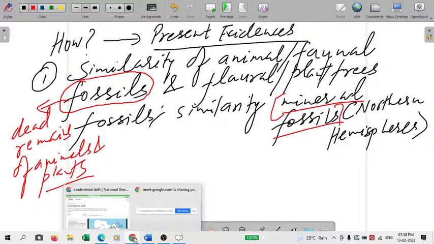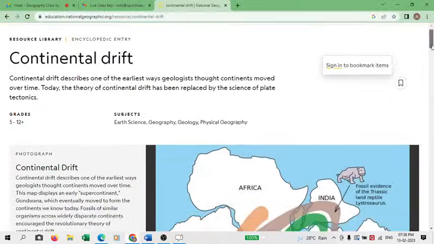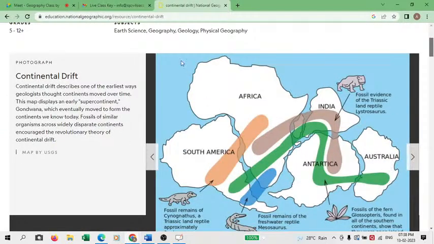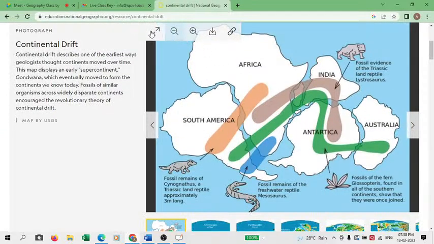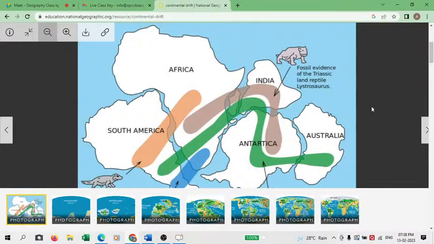अब देखिए, you can see this diagram on your screen, right?